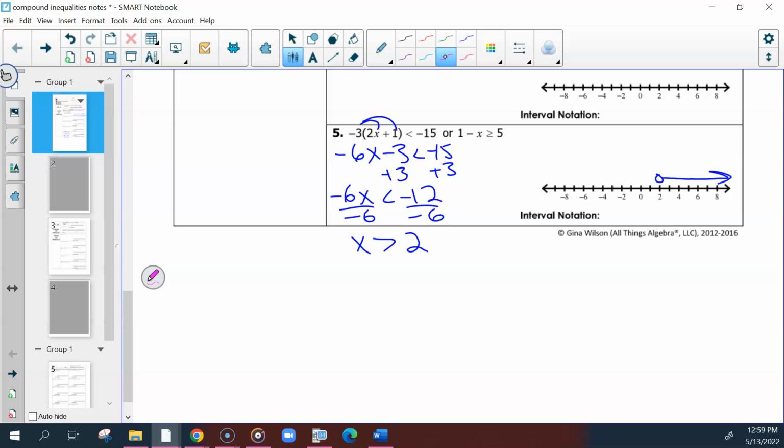For the second one, how would we solve that? Subtract 1. We have -x is greater than or equal to 4. Then what? Divide by -1. So the sign would change directions again. We have x is now less than or equal to -4. And there should be an or in between those. Wait, so why did that one change? Because we divided by a negative.